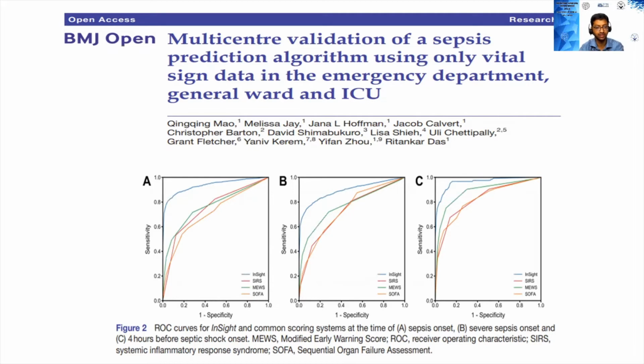These figures show the area under the curve for the models predicted by machine learning and by the models predicted by the traditional scores which we use like SIRS, MEWS, and SOFA score. And it's very clear that the area under the curve for the model predicted by the machine learning is better.